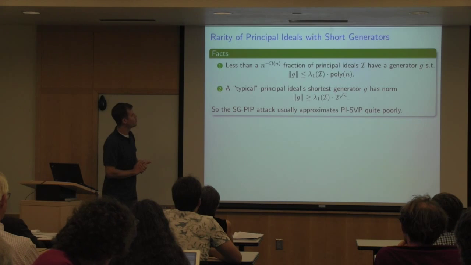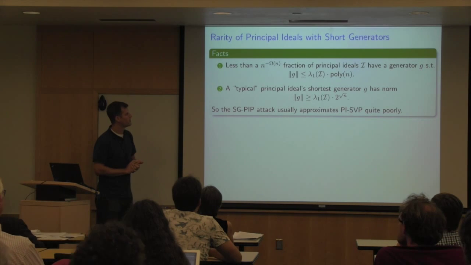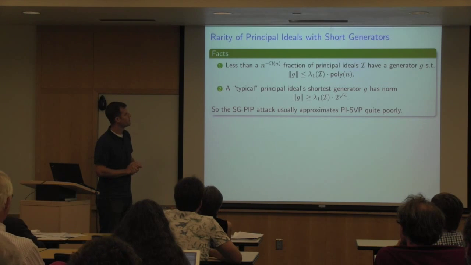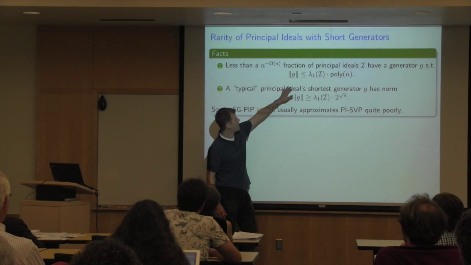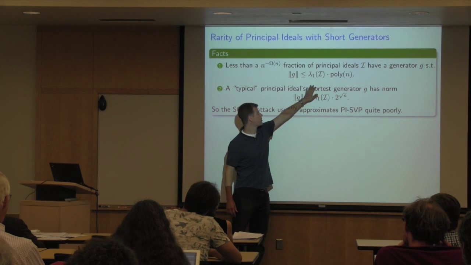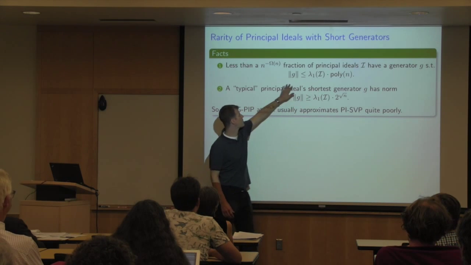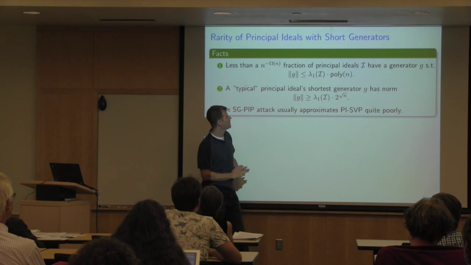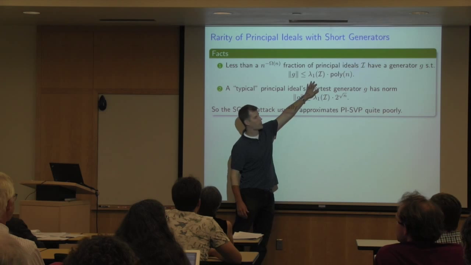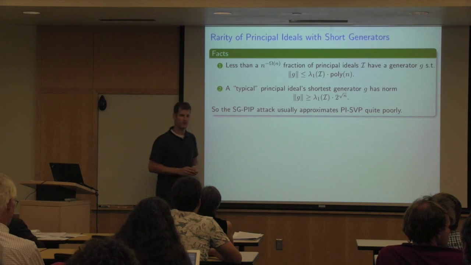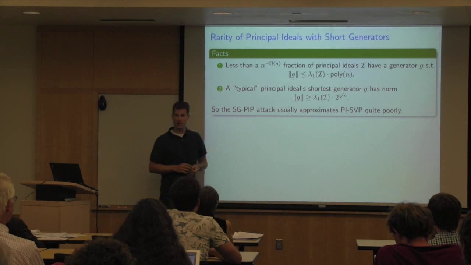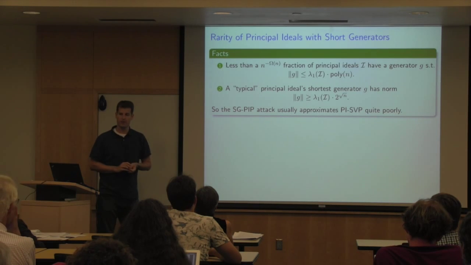So the first says what fraction of principal ideals, and this is all in cyclotomic rings here, what fraction of principal ideals actually have a generator G whose length is nearly the shortest, so nearly the minimum distance of the ideal. Okay, so this says the generator G, its Euclidean norm under the canonical embedding, is within a small factor of the minimum distance. Okay? And it turns out that a very, very small fraction, like an n to the minus n fraction of ideals, have this property.